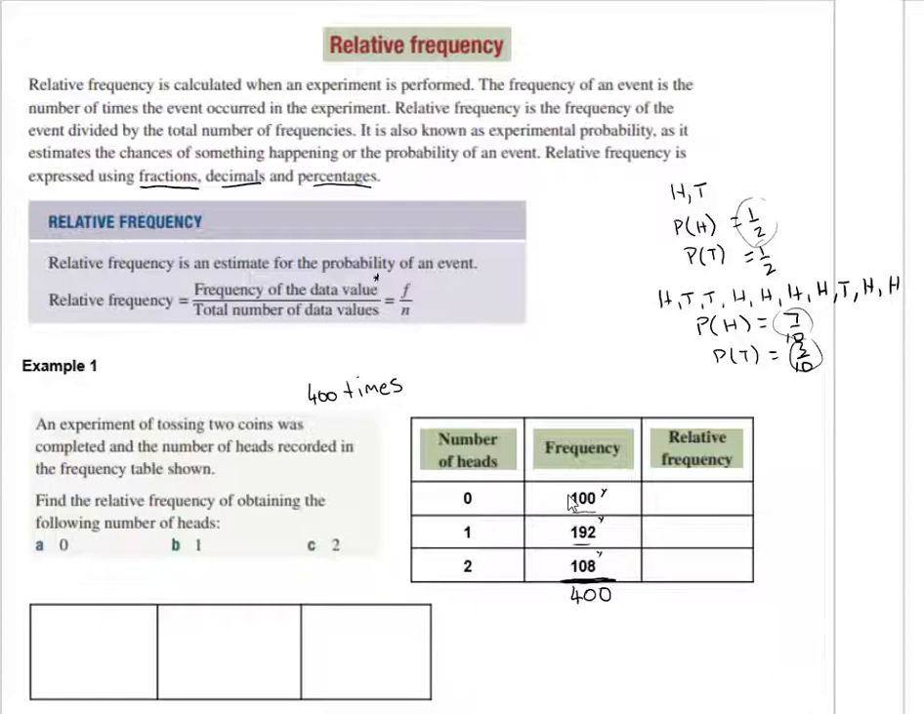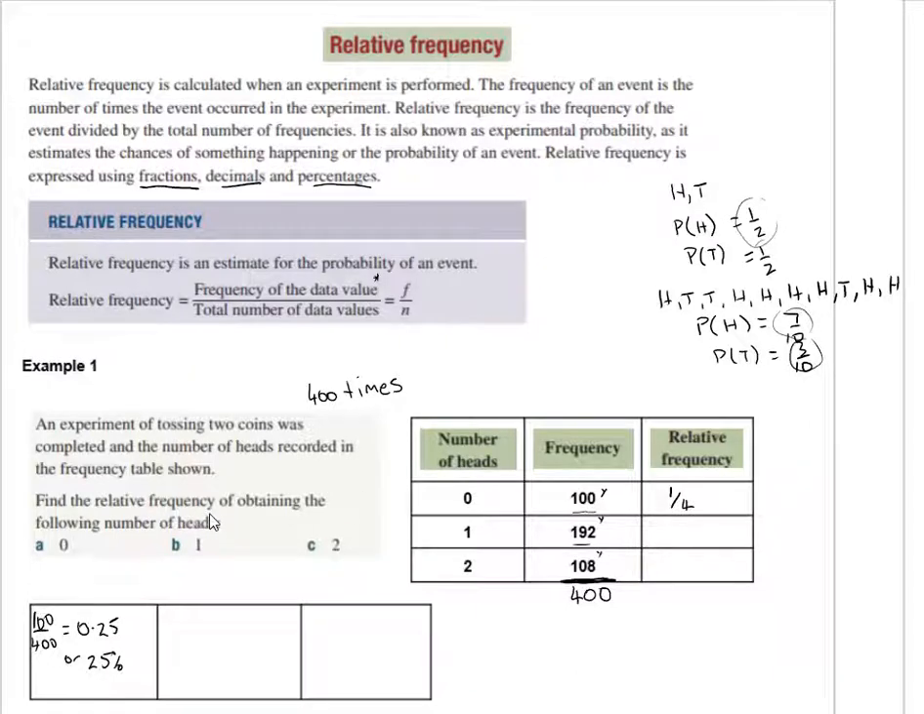So, the relative frequency for 0 heads would be 100 over 400. Now if I simplify that, that becomes 1 over 4, which is a quarter, which is the same as 0.25, or 25%. Now over here, I'm just going to write it as a simplified fraction, which is 1 over 4, a quarter.